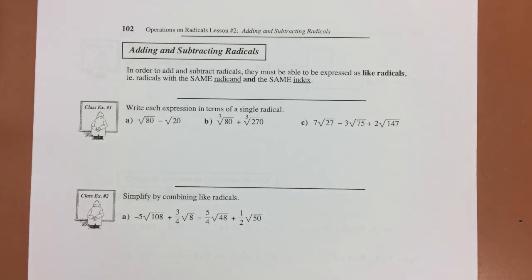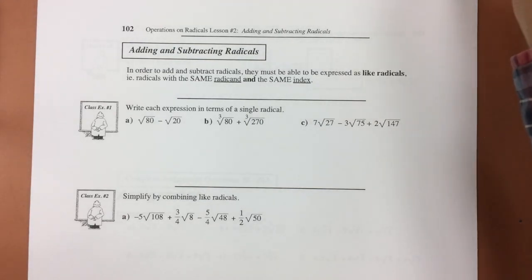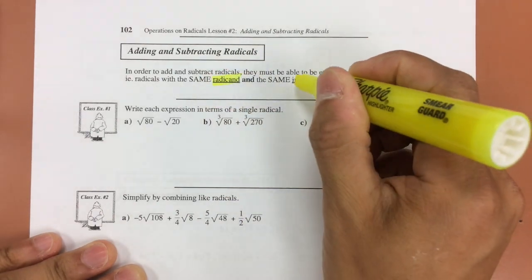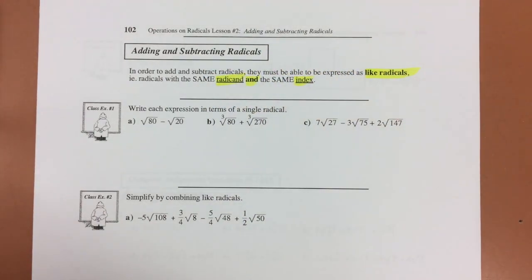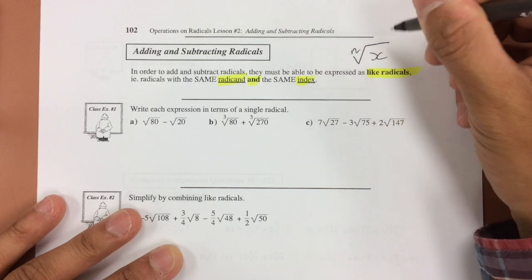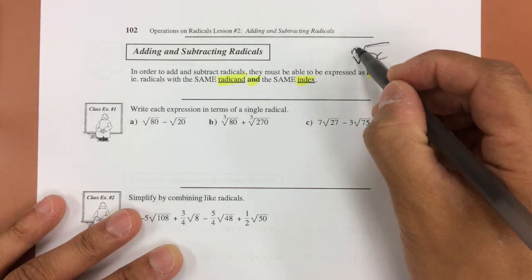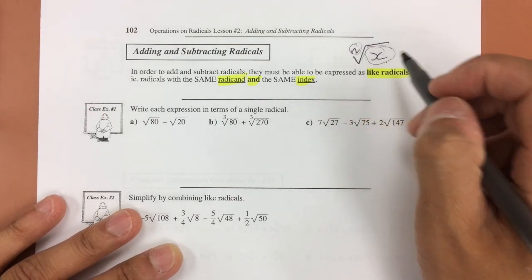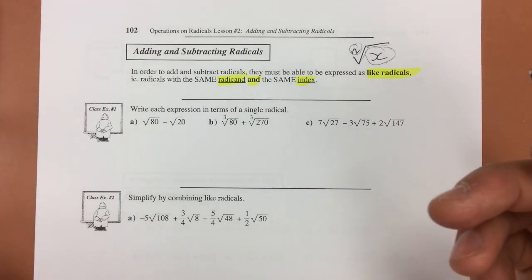So with adding and subtracting radicals, it looks quite different than multiplying and dividing. In order to add and subtract radicals, the first thing we have to do is make sure that they are expressed as like radicals. That means a like radical has to have the same radicand and the same index. If we think about what a radical looks like, it's made up of a radical sign, an index, and the radicand. The index and the radicand have to be the same.